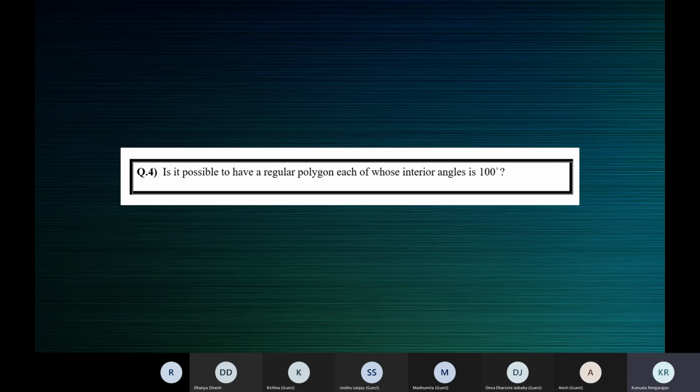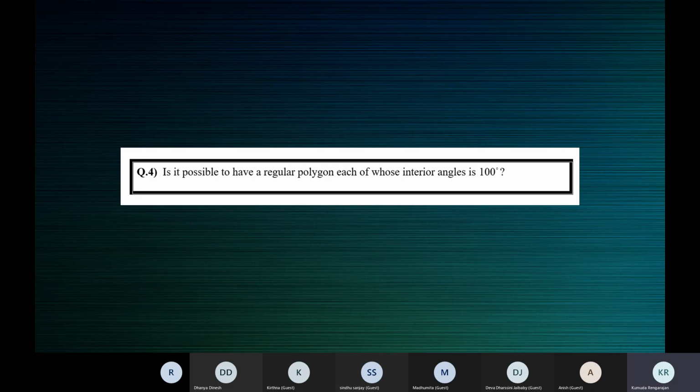What is the sum of all the exterior angles? 360. What will be the measure of each? 360 degrees. So what will be the measure of each? 360 by n. So you can work this in two ways.